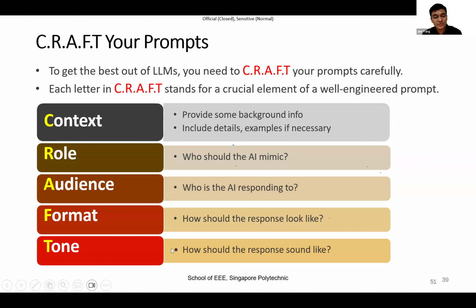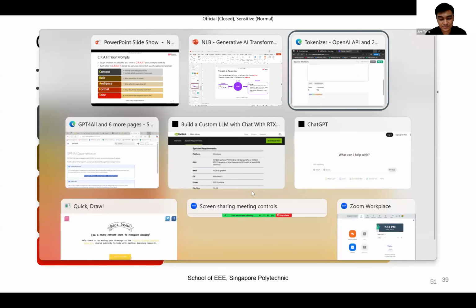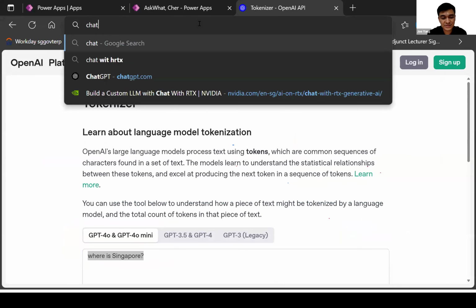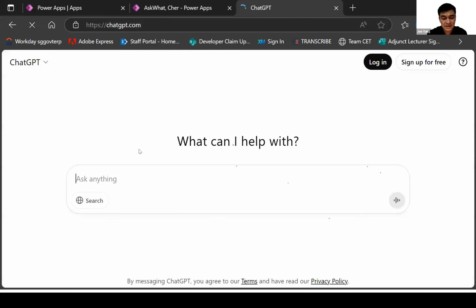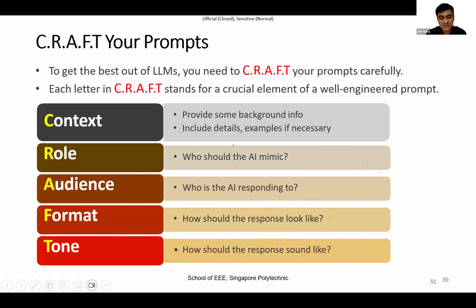So let's say today you use ChatGPT. Normally we go straight to ChatGPT. Normally I go to chatgpt.com. Then you key in the prompts. Remember, CRAFT. If you want good prompts and good responses, you have to start off with CRAFT: clear, good context, then role, A is the audience, format, and then tone. You have to get all these five elements right.